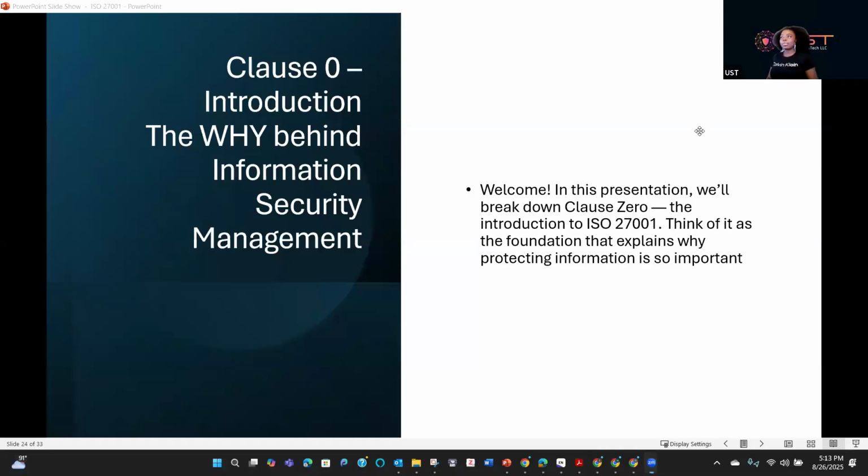First, we talk about class 0, which is the introduction, the why behind information security management, right? So in this, we will break down class 0, the intro to ISO 20701. Think of it as a foundation that explains why protecting information systems is so important. I've heard the word foundation. In as much as it's a major requirement, it is the backbone. And that's something that sets our training aside.